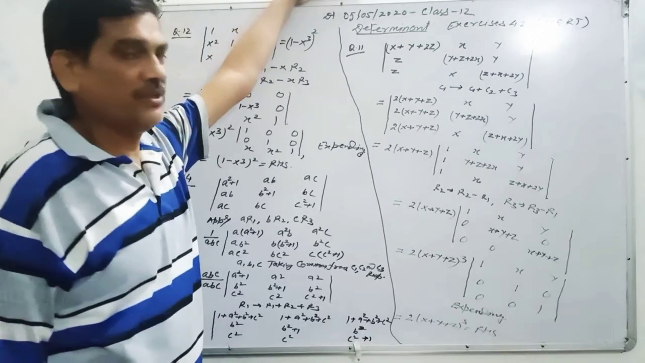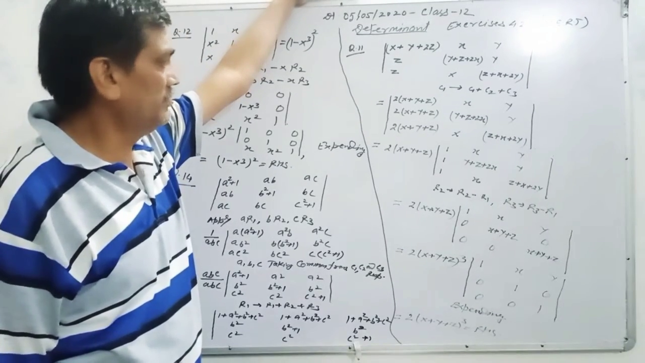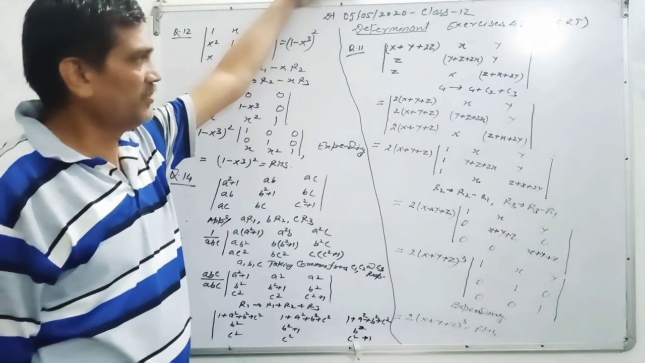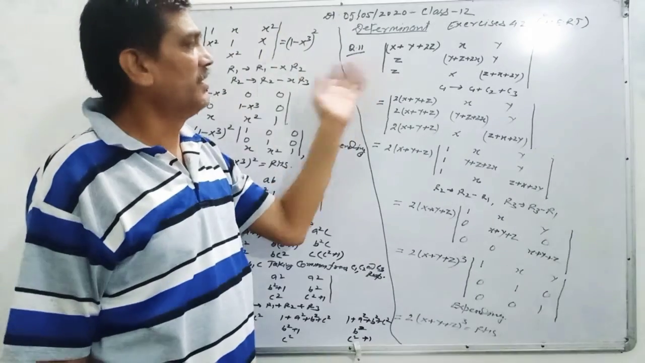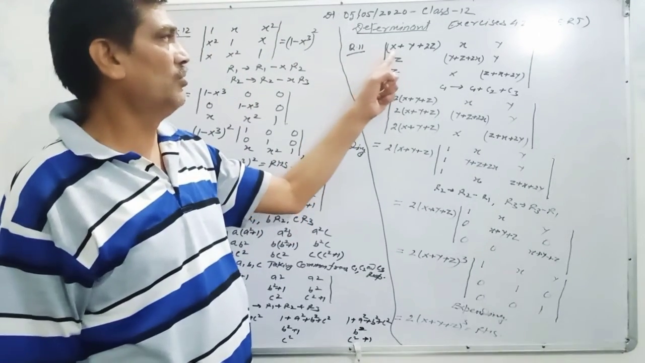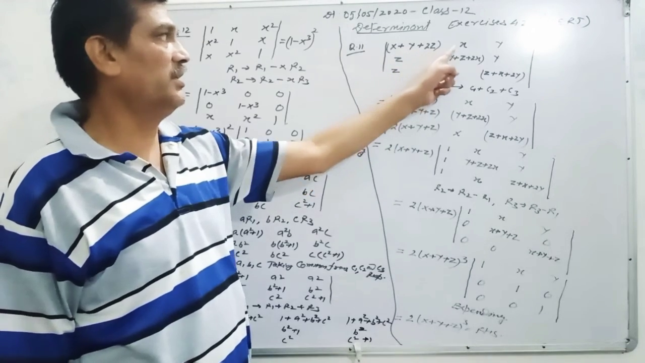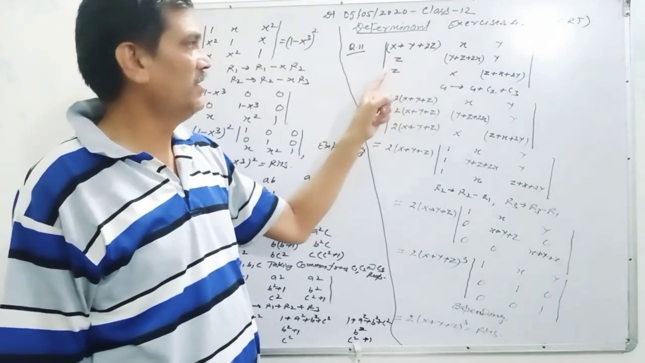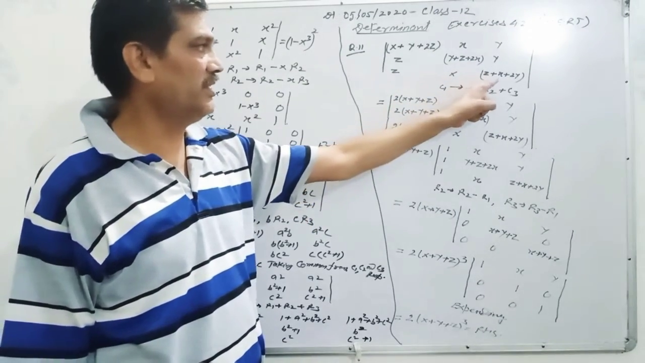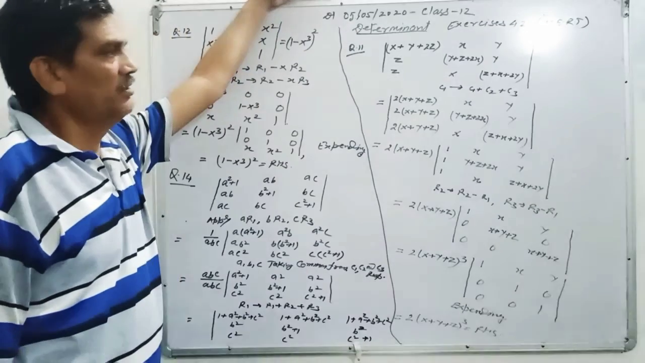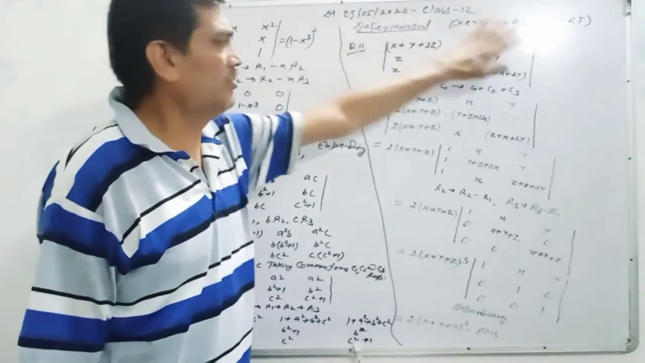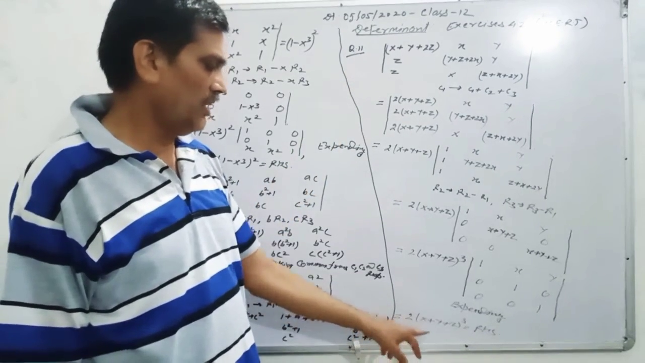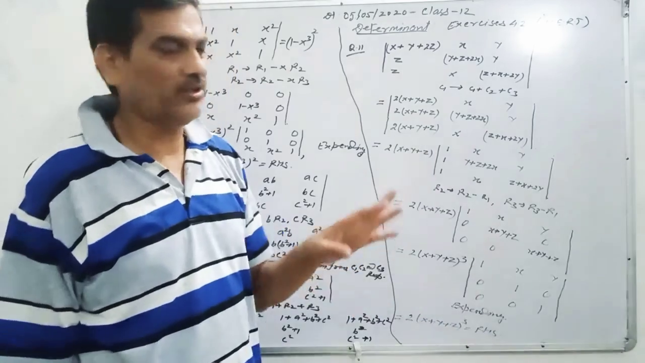In determinant chapter exercise 4.2, let us do some more problems. Question number 11. Determinant is in first row x plus y plus 2z, x, y; z, y plus z, 2x; y, z, x plus z plus 2y. You have to prove here this total result after solving using the property: 2 times of (x plus y plus z) whole square. Prove this result.